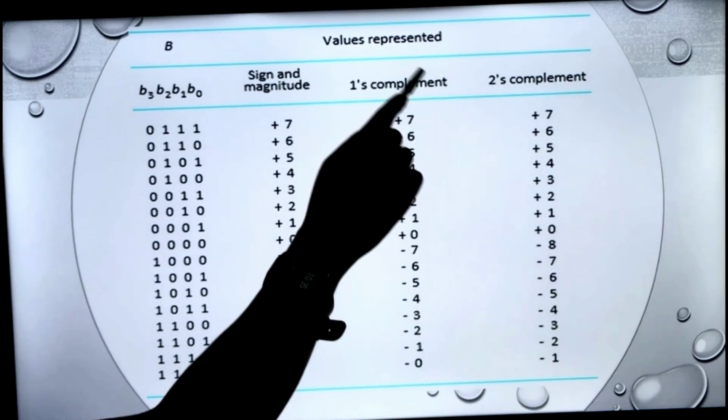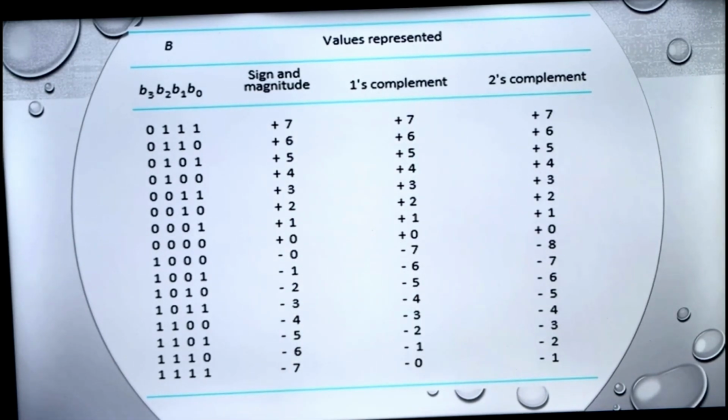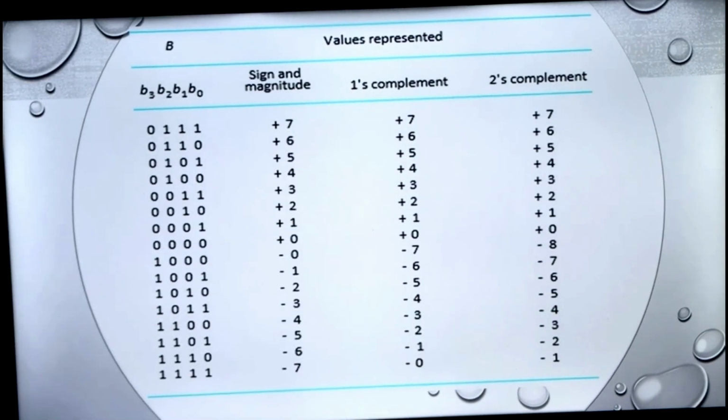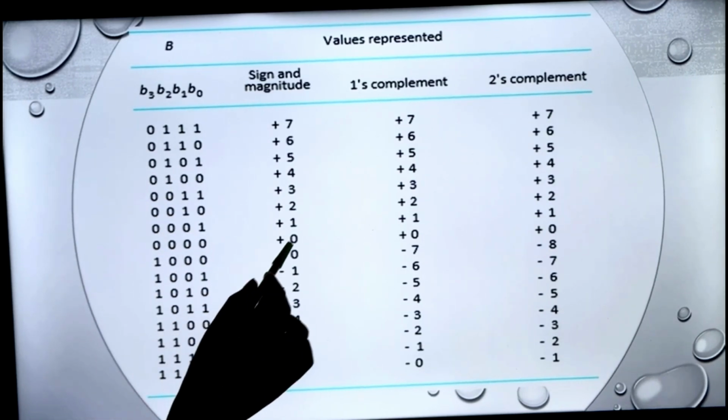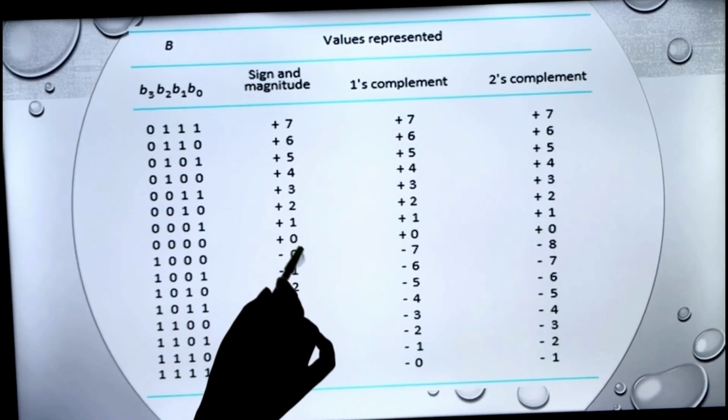I have explained all the techniques separately, so I believe you can easily convert them. Now if you see from this table, can you notice one thing here? In sign and magnitude, we have plus 0 and minus 0.